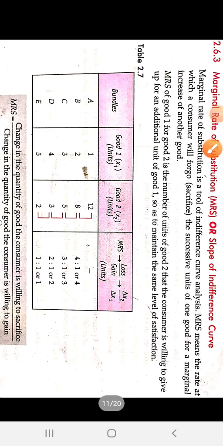Good morning, students. In the last class, we studied the indifference curve analysis and the consumer equilibrium, as well as the changes in the budget line when the price of good one increases and when the price of good two increases, and when the price of good one and the income of the consumer remain constant.